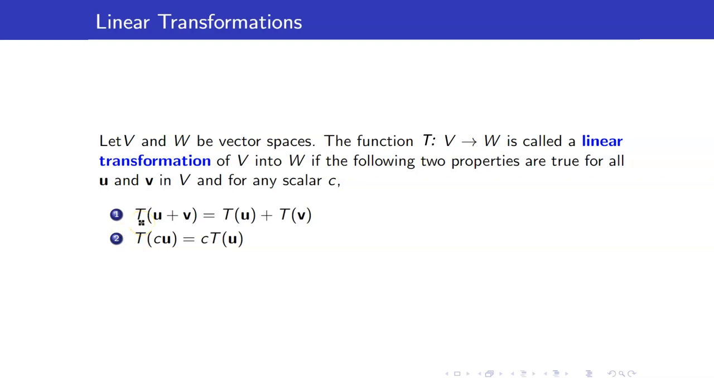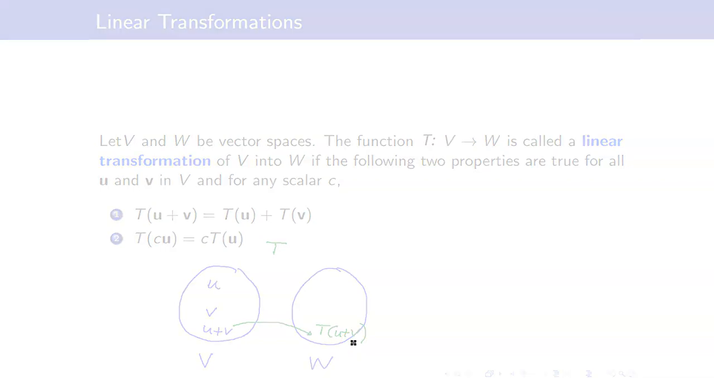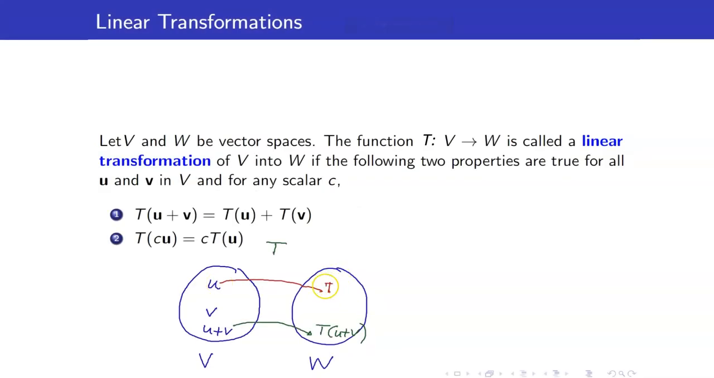The first property is saying that we can sort of distribute our linear transformation. To visualize the first property, suppose that this is my vector space V and this is my vector space W. If I get two arbitrary elements in V, let's call them U and V, and I add them up, I then apply my linear transformation T. So therefore, this is now T of U plus V. This T of U plus V here should be the same as getting the images of U and V first. So this is T of U. This is getting T of V and adding these two. When you add these two, you will get this.